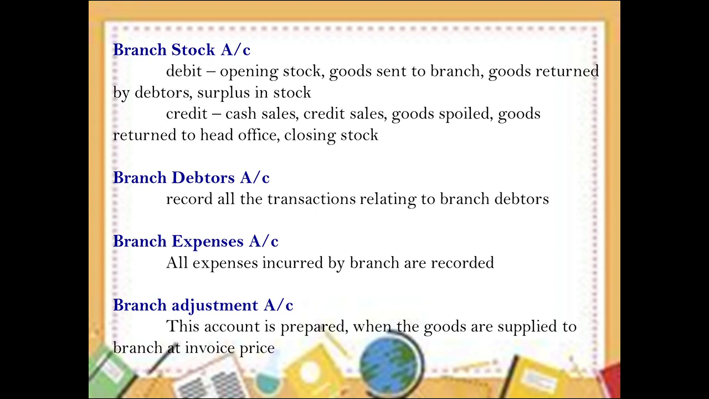When the goods are supplied to the branch at invoice price, this account must be prepared to ascertain gross profit or gross loss made by the branch. This account is debited with reserve on closing stock, goods returned by branch, and shortage of stock. It is credited with reserves on opening stock, goods sent to branch, and surplus in stock. The balance indicates gross profit or gross loss, which is transferred to branch profit and loss account.